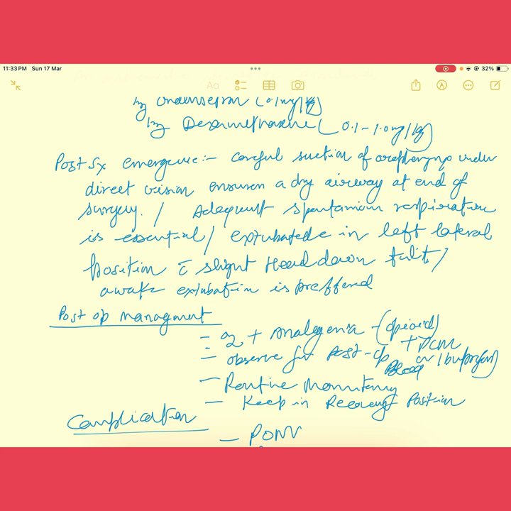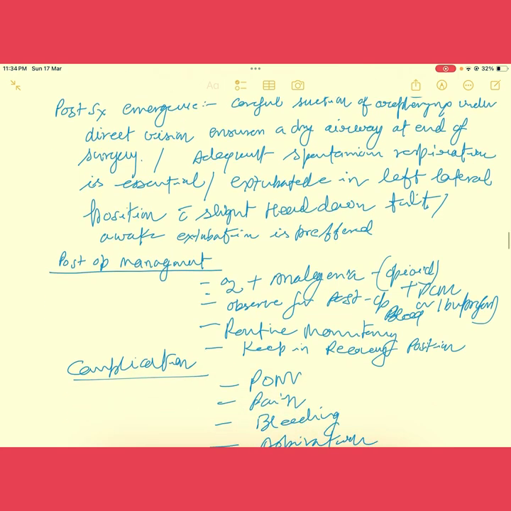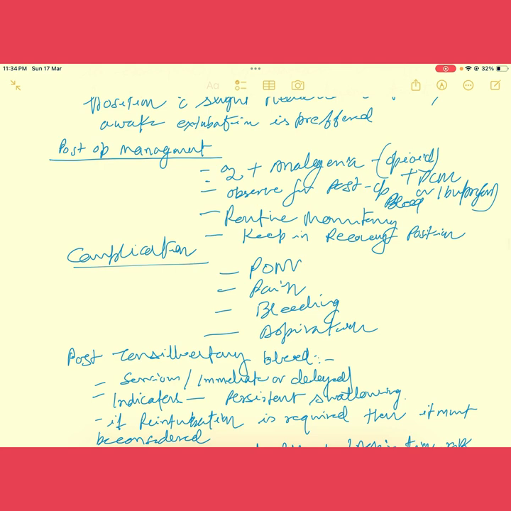Adequate spontaneous respiration is essential before extubation. Extubate in the left lateral position, with a slight head down tilt; awake extubation is preferred. Post-op management: oxygen plus analgesia, and observe for post-operative bleeding. We can give paracetamol or ibuprofen, routine monitoring, and keep the patient in the recovery position. The recovery position is the left lateral position.